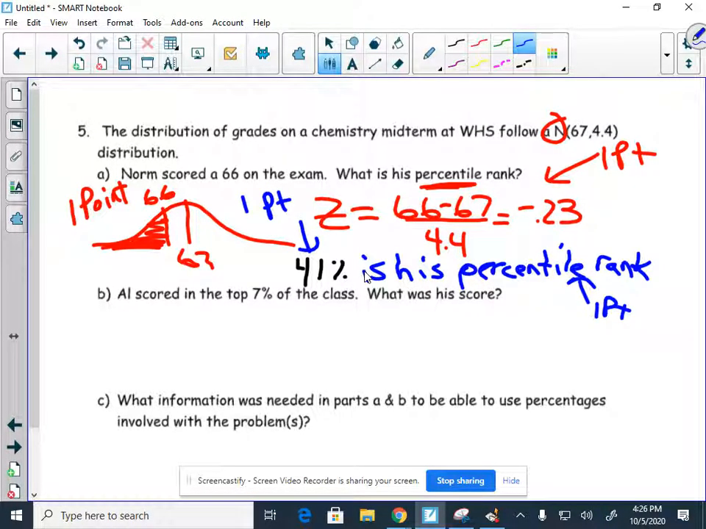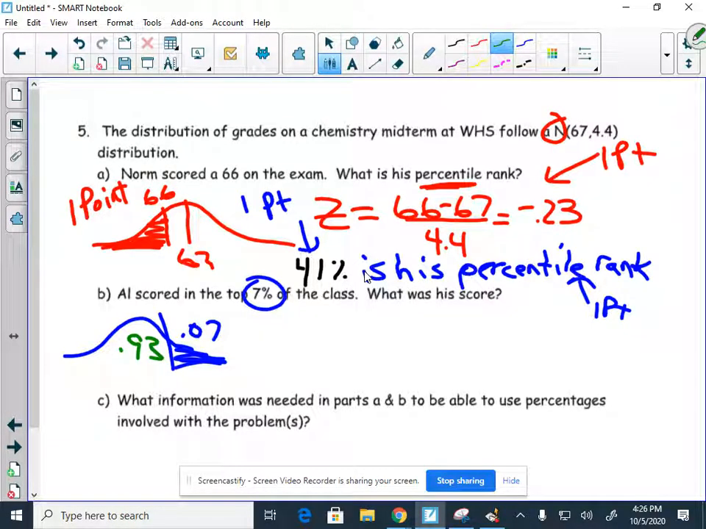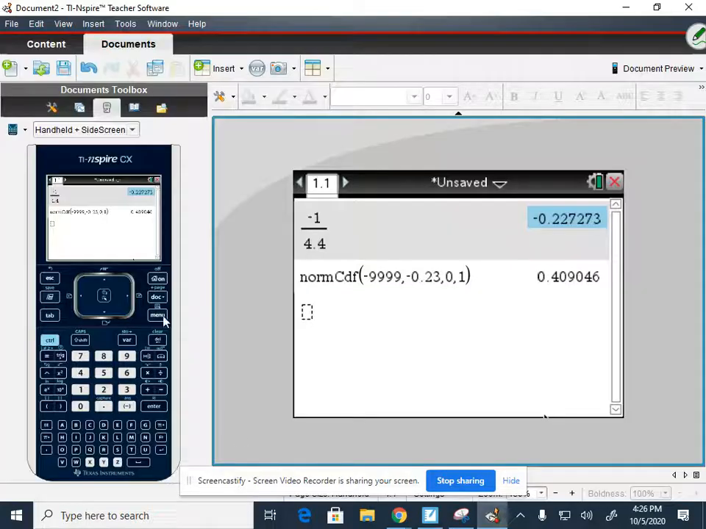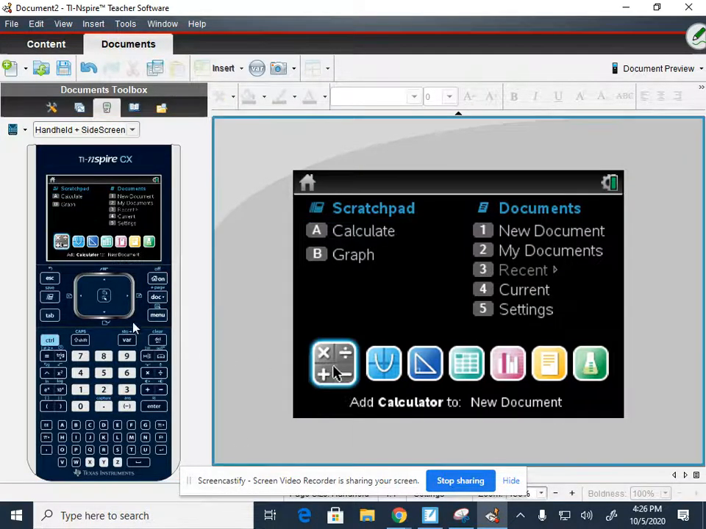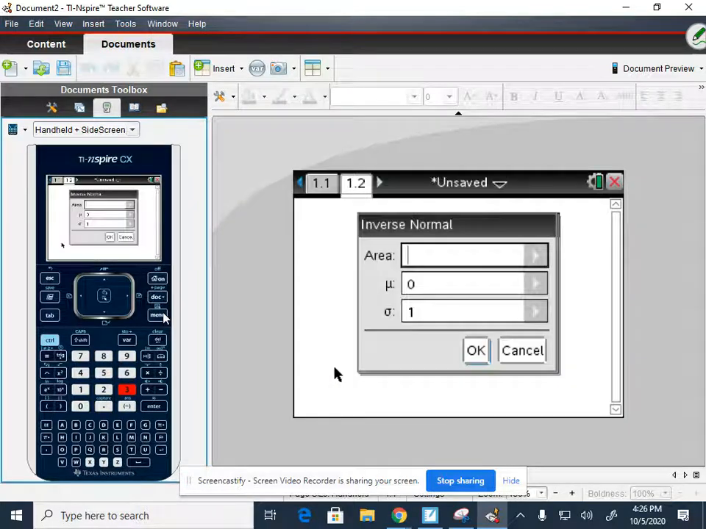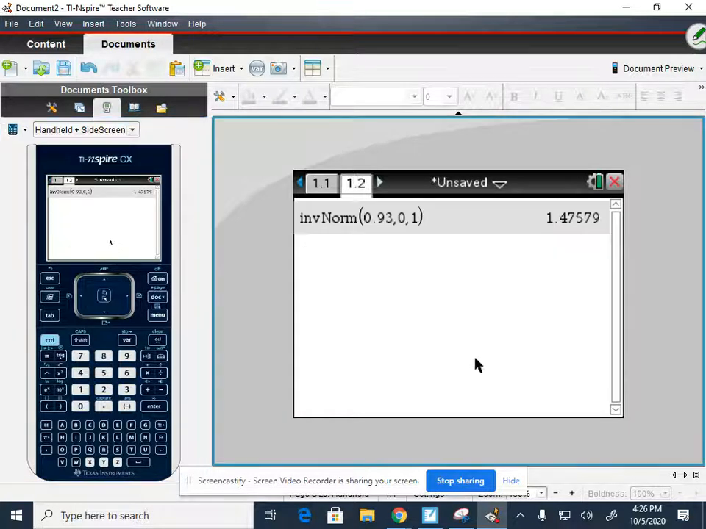Next one, Al scored in the top 7%. Top 7%. This is backwards. That's 7%. Remember, anytime you draw a line, it cuts that thing up into 2 areas. So we're going to use that. 93% is what we are going to use. This is an inverse problem. We have the area to the left. Remember, inverse norm only does the area to the left. This is going to find us a z-score.